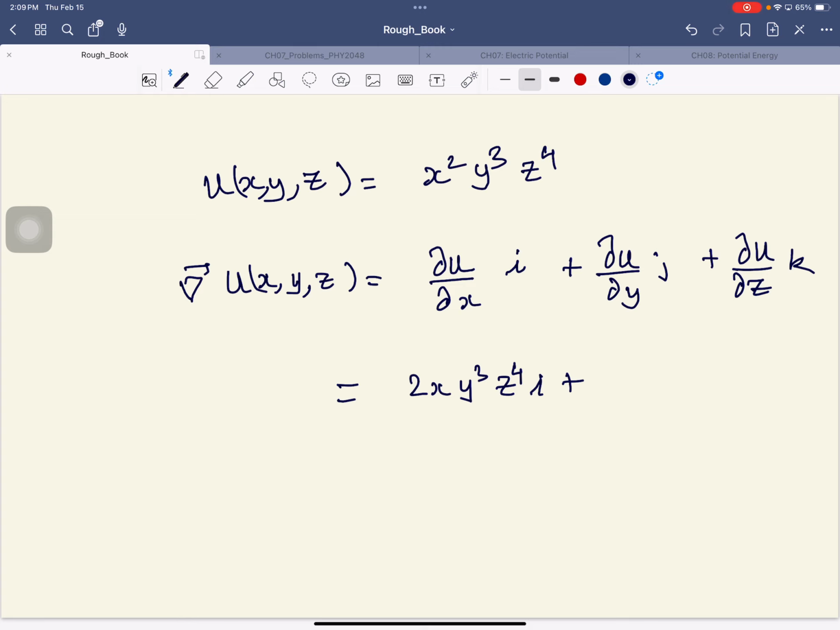So this one would be, don't you just keep the other variables constant? Yeah, the other variables are constant. You just take the derivative with respect to y. It'd just be x squared, 3y squared z to the fourth. Yeah. Okay. Very good. Okay. And help me out with the last one. X squared, y cubed, 4z cubed. Yep, 4z cubed. Okay.